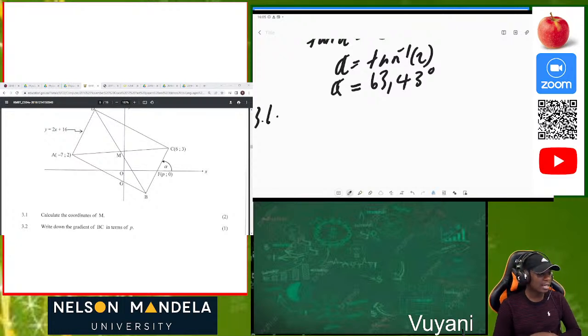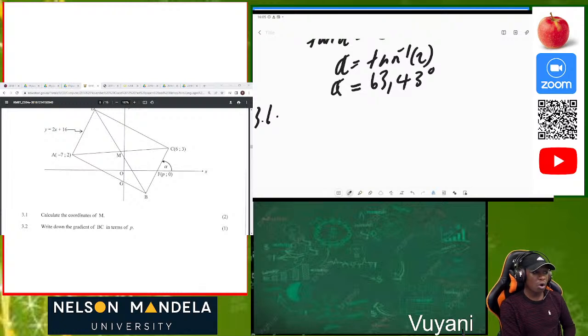Now let's look at our question 3.6. They say calculate the size of OGB. Where is angle OGB? We need the size of OGB. So how are we going to calculate the size of angle OGB? We know that we can solve this in different ways. We can use the fact that OFB, let's just use that one.